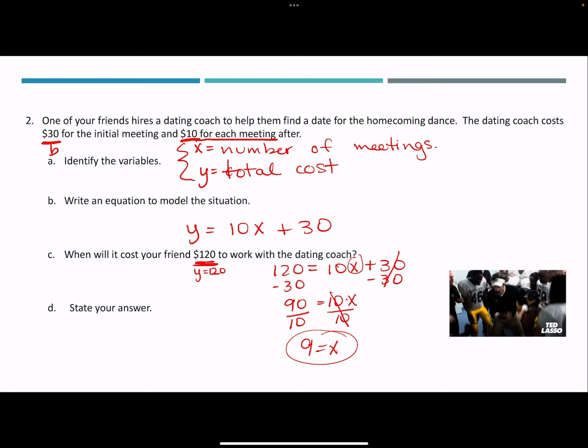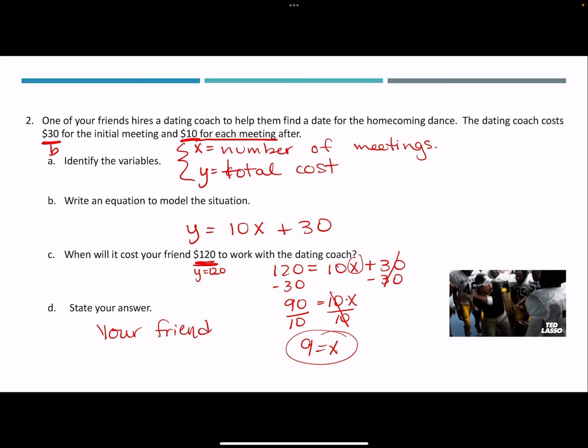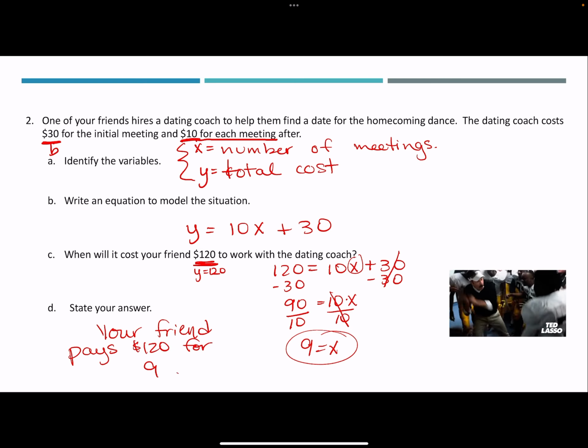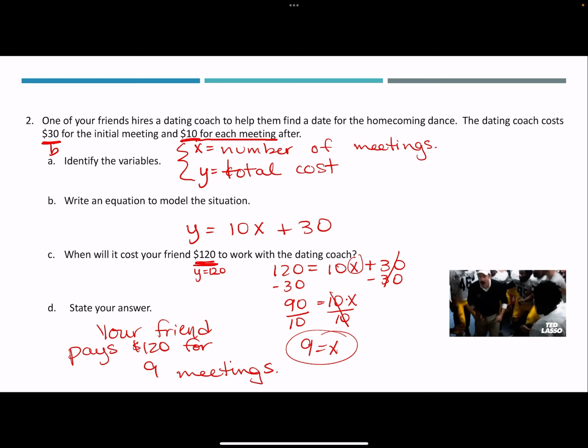It means your friend pays $120 for 9 meetings, right? Use your variables, use your X and your Y to help you.